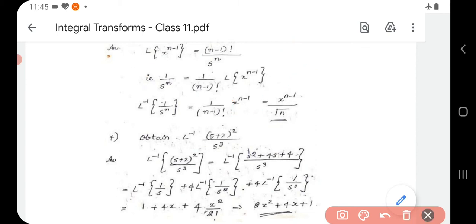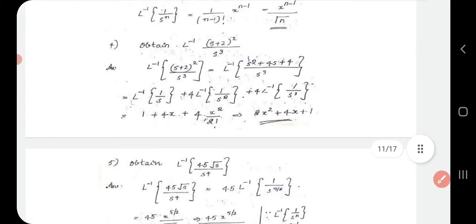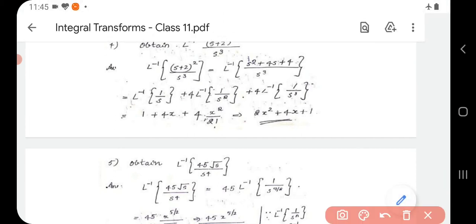Okay. Now another question. L inverse of s plus 2 the whole square by s cube. Just expand s plus 2 the whole square. You will get like this. Now split it into parts. Now L inverse of 1 by s, we have already said, is 1, plus 4. L inverse of 1 by s square is x, plus 4. L inverse of 1 by s cube will be x square by 2 factorial.